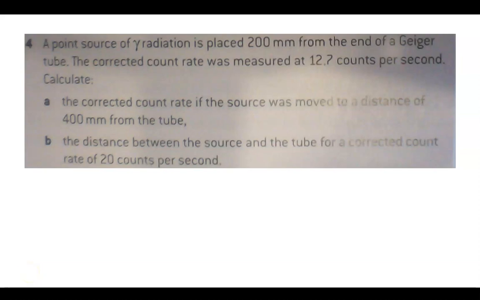We've got a point source of gamma radiation placed 200 millimeters from the end of the Geiger tube, and the corrected count rate was measured to be 12.7 counts per second. We're now going to calculate the distance between the source and the tube for a corrected count rate of 20 counts per second. Okay, so let's jump across.